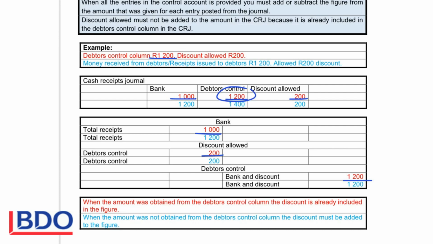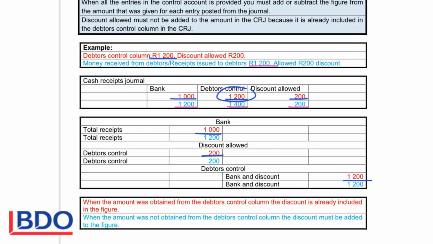If they give me the total amount received as 1,200, it means that I will show under bank 1,200. Then they say we allow 200 Rand discount. Therefore, I must add the two figures together and say that the debtors control must reduce with 1,400.